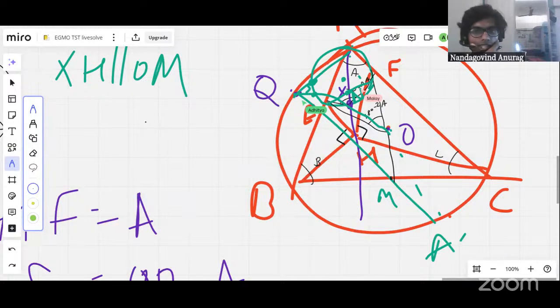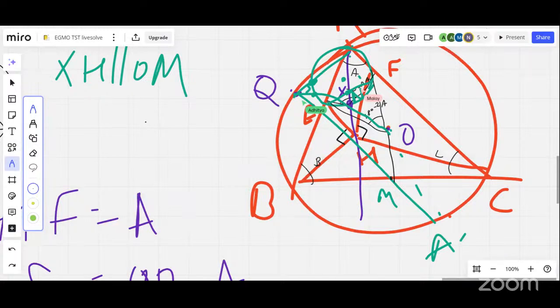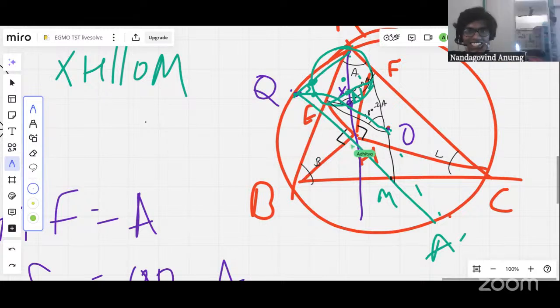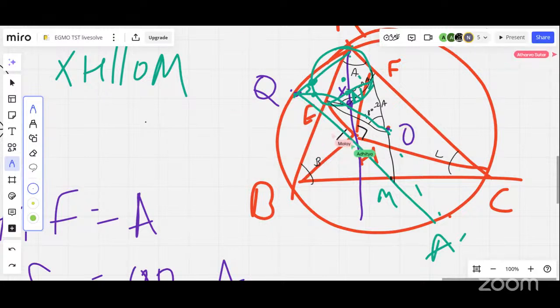So AQ is parallel to EF. AQ EF is an isosceles trapezium. Oh damn, that's actually pretty cool. Okay, that is way too clean. Yeah, that's nice.